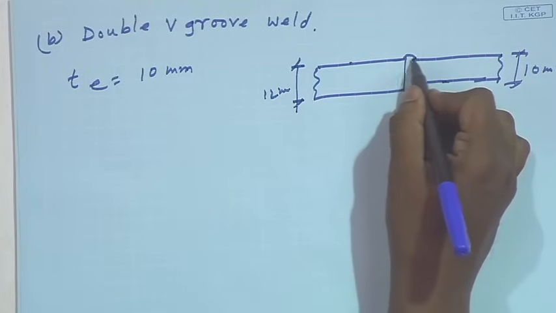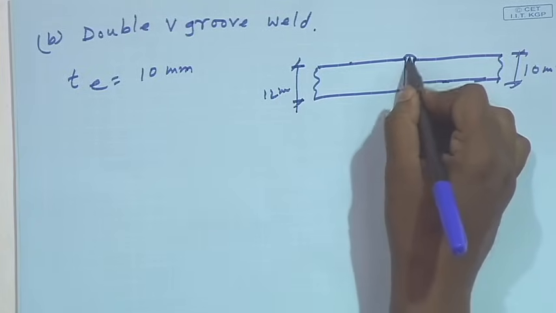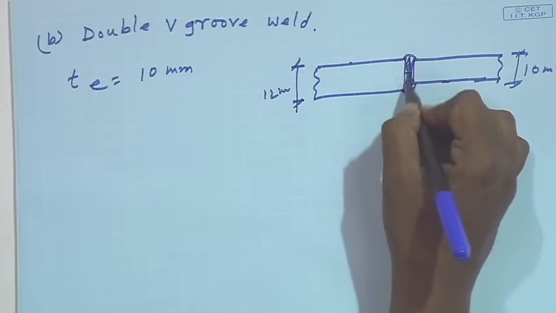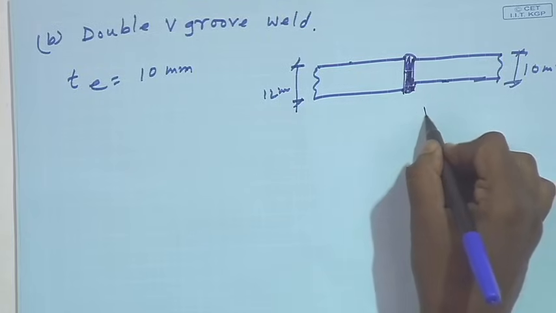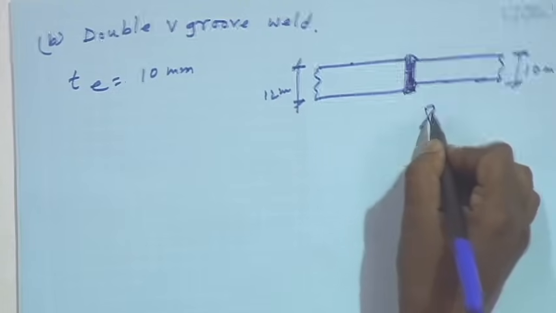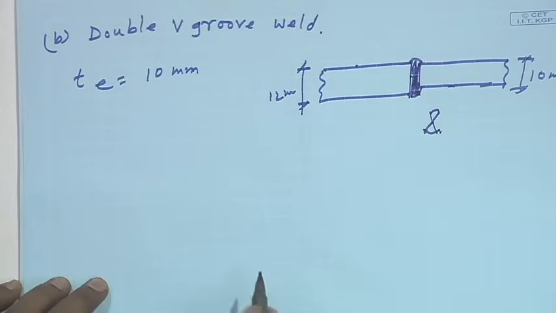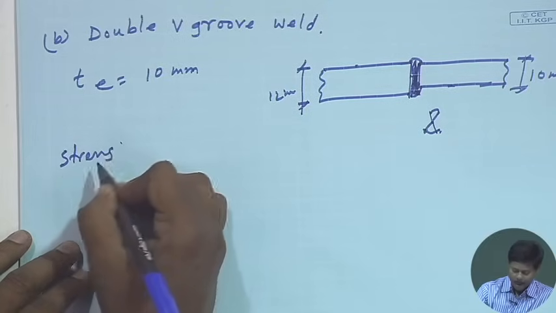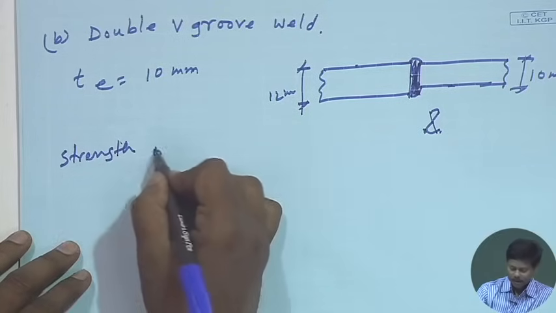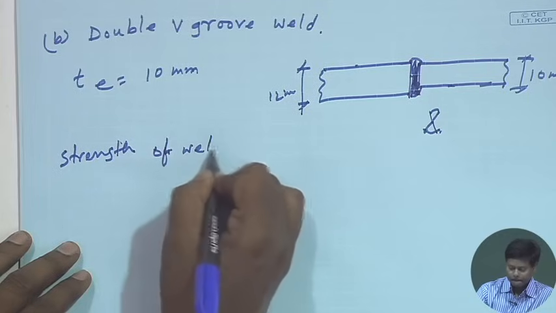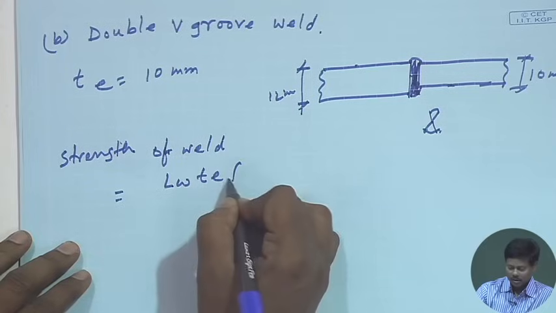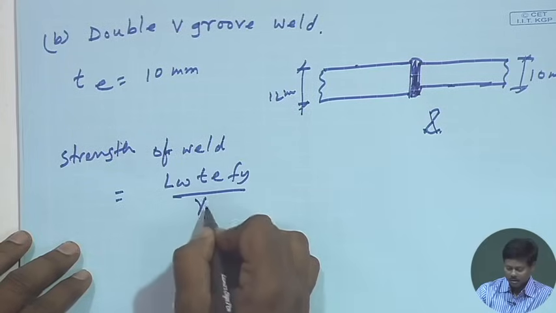So, this is a double V butt joint. It will be grooved like this, right. So, it will be like this, double V butt joint, right. So, the strength of weld will be Lw Te Fy by gamma mw.